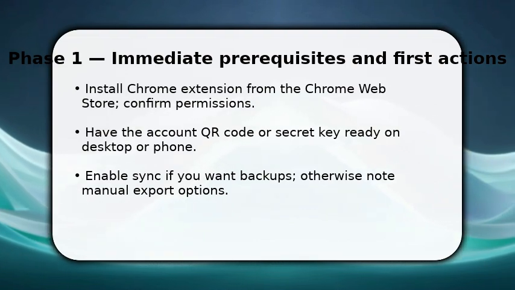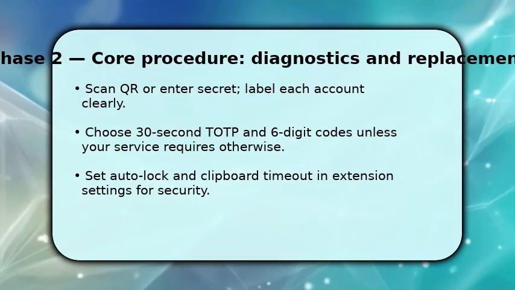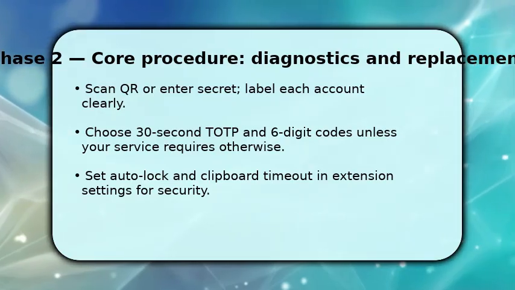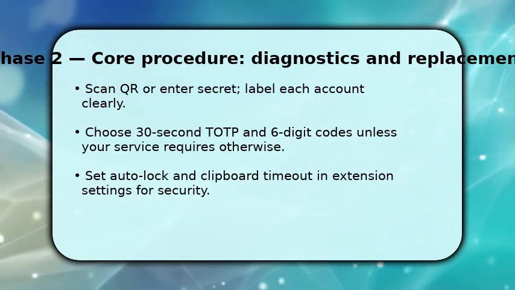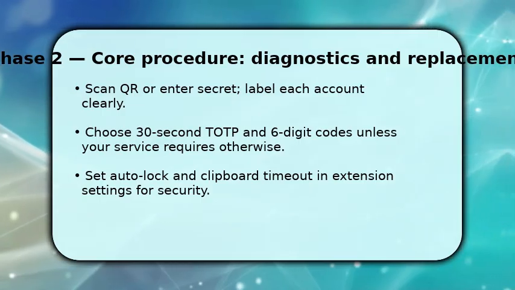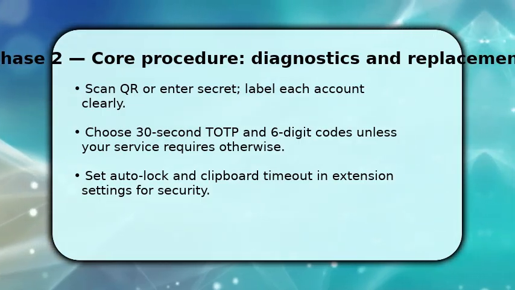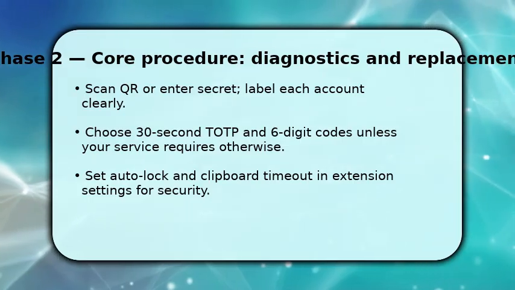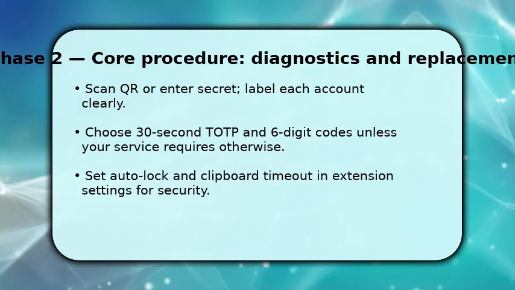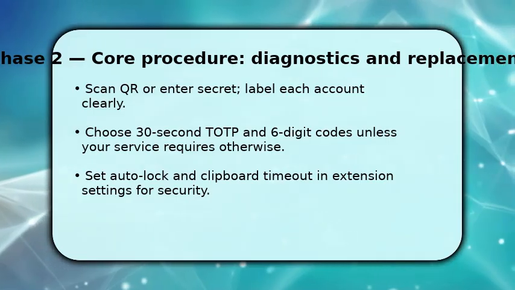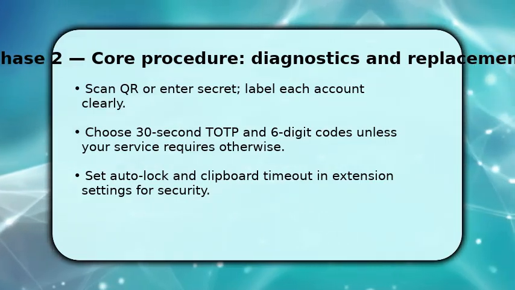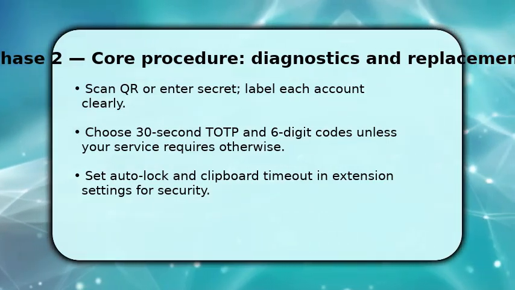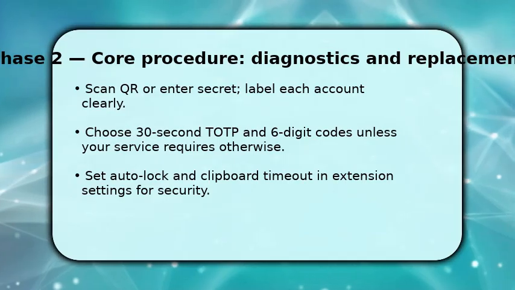Now you continue by adding accounts and configuring settings so codes work reliably. Scan the QR code or paste the secret, then label the entry with a clear account name. This avoids confusion later. Make sure the extension uses 30-second TOTP and 6-digit codes because most sites expect that. Next, open settings to set auto-lock delay and clear clipboard quickly. Doing that reduces risk if someone else uses your machine.